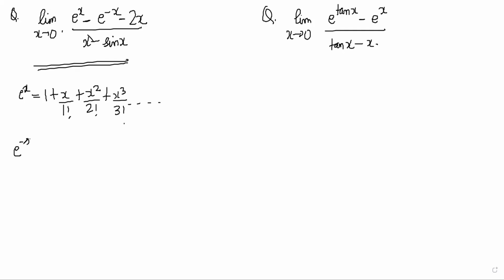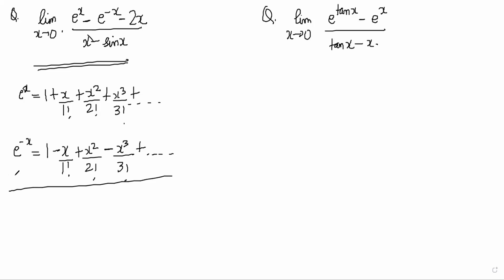e power minus x would be replacing x with minus x in this series, right? So it will be 1 minus x by 1 factorial plus x square by 2 factorial minus x cube by 3 factorial and so on. If you subtract the two, what will you get? You will subtract, so this will become like this, and 1 will cancel. It becomes 2 times x by 1 factorial, this will cancel, plus 2 times x cube by 3 factorial, and so on.